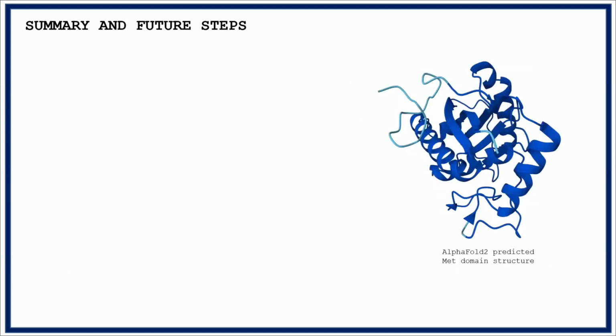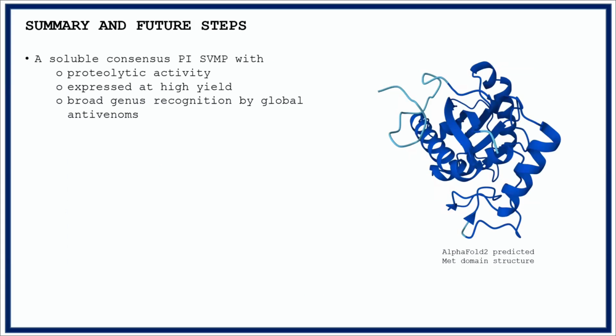And so just to summarize what I've described here and talk a little bit about our future steps, I've described the design and high yield expression of a functional soluble consensus P1 SVMP that was well recognized by different antivenoms from a broad geographical range and from broad genera. I was able to demonstrate the specific proteolytic activity that the toxin has. And our next steps now are to take this into horse immunization experiments and try and generate broadly neutralizing SVMP antibodies.